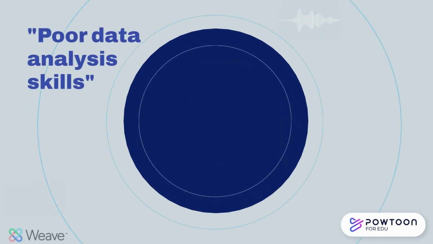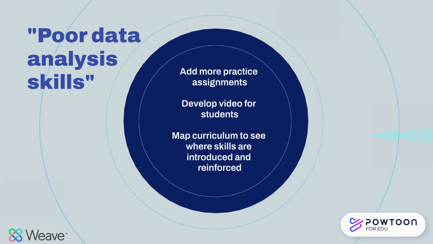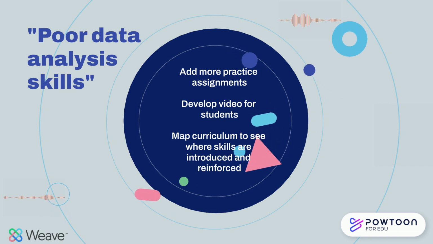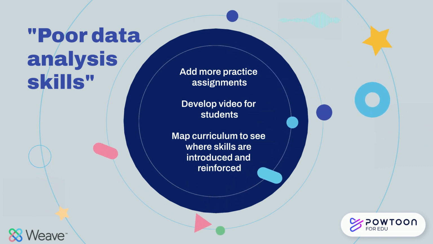Here's another example of using data for improvement. Here, the students have poor data analysis skills. So, the faculty are going to add more practice assignments, giving students more opportunities to practice that skill. Then, the faculty are going to develop a video for students, again, giving them more information and the ability to learn in different ways. Lastly, the program faculty are going to look at the curriculum and determine where the skills are actually introduced and reinforced, and see if there are any changes necessary.